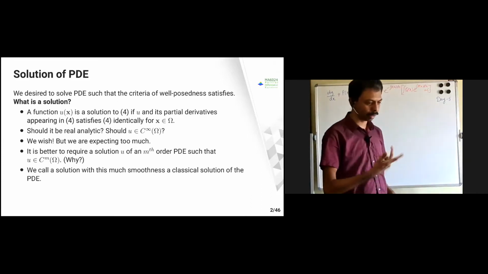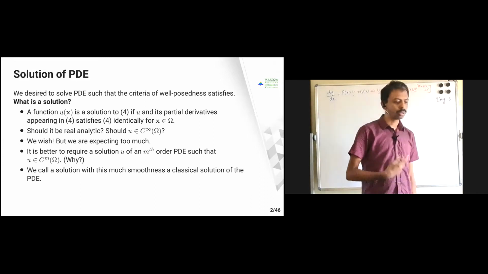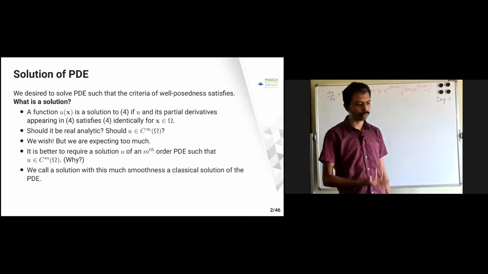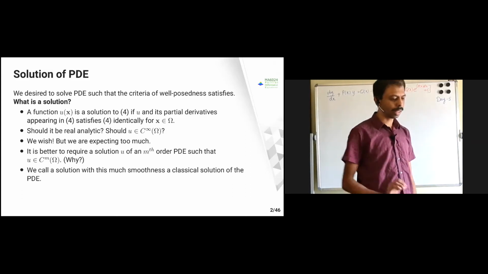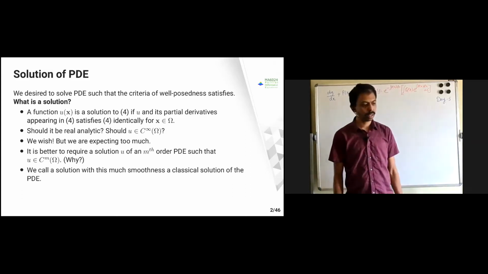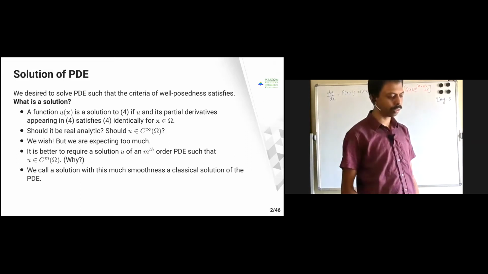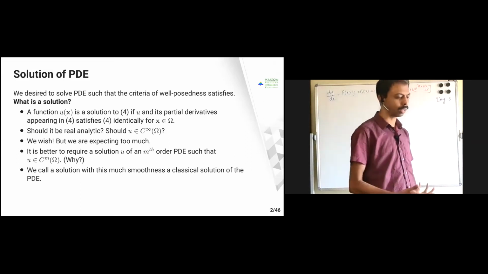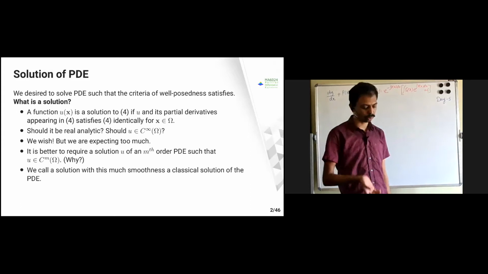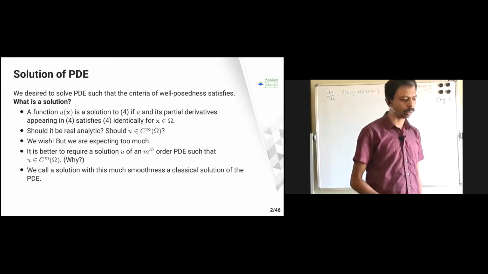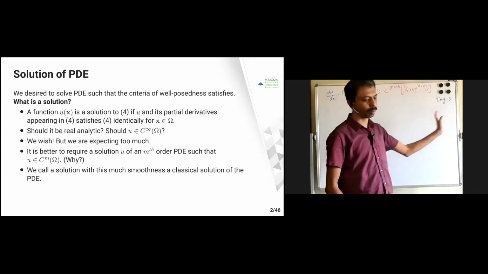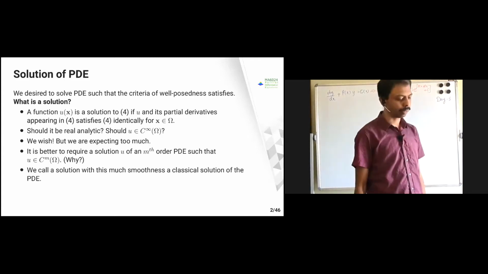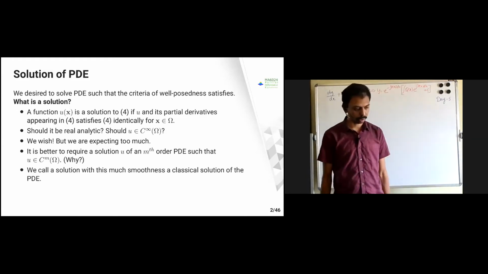Before that, let me recall what the solution of a PDE is. A solution of a PDE has to satisfy some well-posedness; we decide to solve the PDE such that well-posedness is satisfied. So what is a solution? We need to find a function u of x that is a solution to equation 4, the equation we saw in the last class. The function f of x, u, and its partial derivatives appearing in 4 must satisfy 4 identically for x belonging to omega.